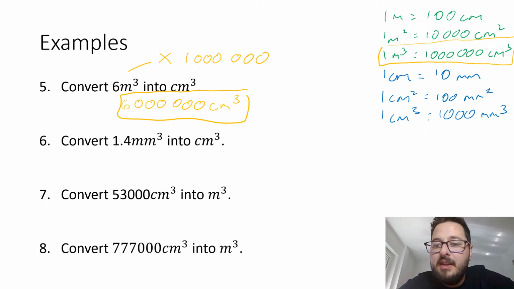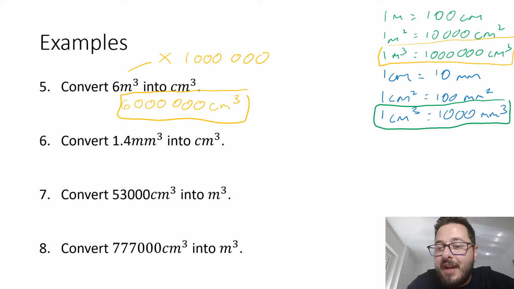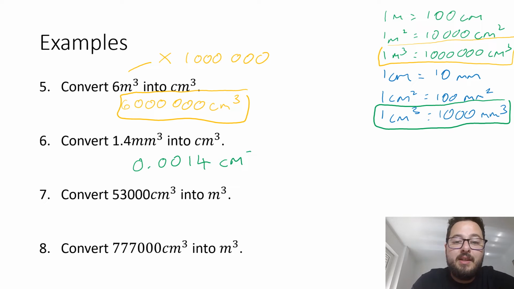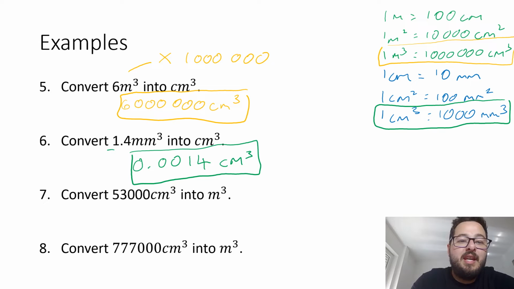All right, number 6, we want to convert 1.4 millimeters cubed into centimeters cubed. All right then. So if we're going from millimeters into centimeters, we're going backwards, so we want to divide by 1,000. So this is going to be, well, again, dividing by 10 and using decimals, it's going to be 0.0014 centimeters cubed. Okay, and that's because here I've just divided that by 1,000.